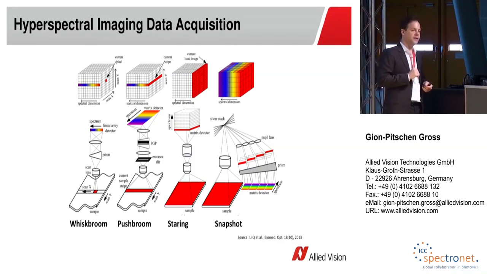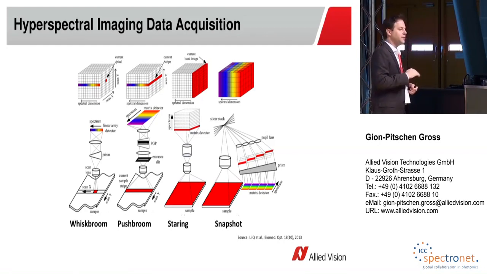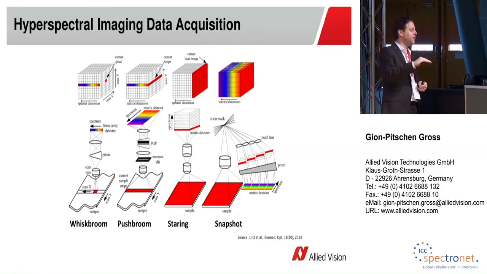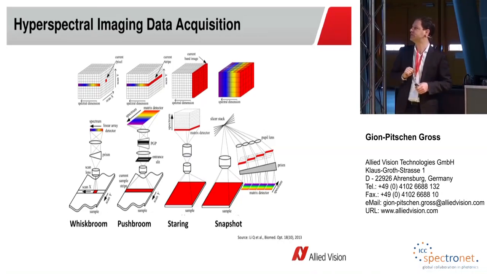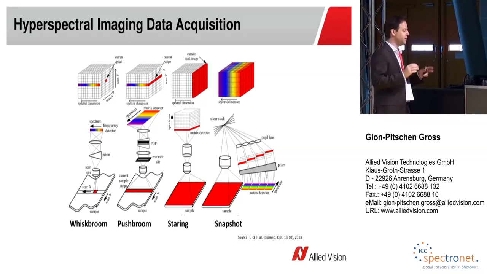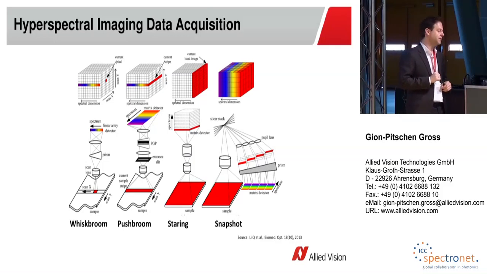Yet another method is the staring method, where I take picture by picture, each with a different filter. So I build the image stack filter by filter, image by image. Lastly, there's also the snapshot method, where in just one shot I get the spatial information and the spectral information. This usually requires quite a sophisticated arrangement of mirrors and lenses.